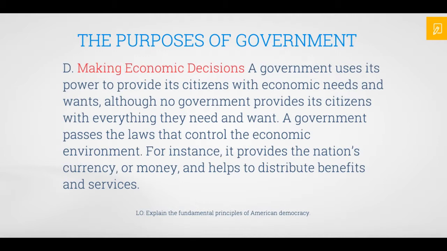D. Making economic decisions. A government uses its power to provide its citizens with economic needs and wants, although no government provides its citizens with everything they need and want. A government passes the laws that control the economic environment. For instance, it provides the nation's currency, or money, and it helps to distribute benefits.